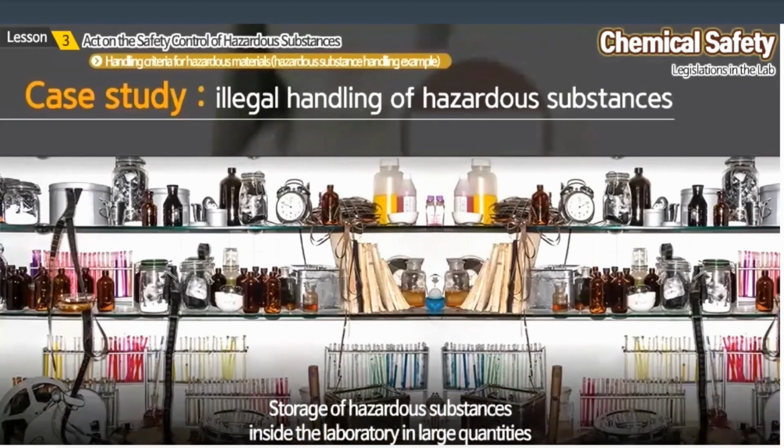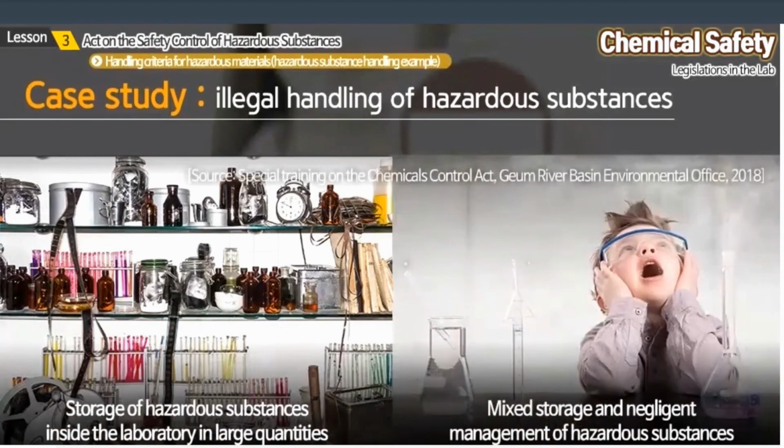Take a look at the case study showing the illegal handling of hazardous substances. In several cases, hazardous substances were stored in large quantities inside the reagent storage room at the lab, and different substances were kept negligently together.